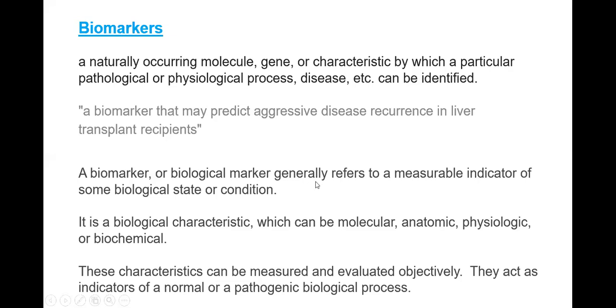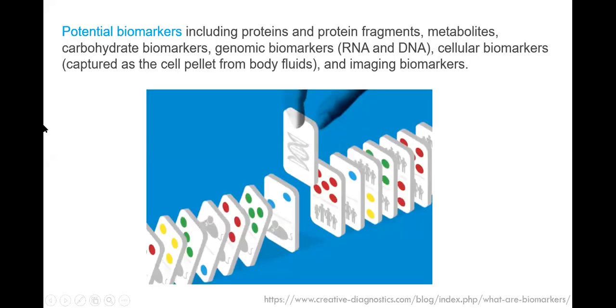A biological marker generally refers to a measurable indicator of some biological state or condition, in a normal physiological condition. You may study biomarkers at the level of a characteristic, at the molecular level. It may be anatomical, physiological, or biochemical. So that you study as a biomarker. For example, potential biomarkers include proteins and protein fragments, metabolites, carbohydrate biomarkers, genomic biomarkers, RNA and DNA, cellular biomarkers, body fluid or cell pellet that consistently shows a specific biomarker, and many imaging biomarkers you can use to study.